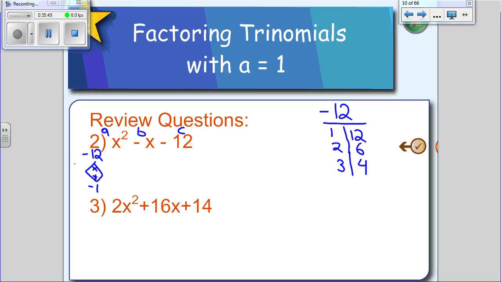Now I need to turn it into two binomials. So I draw out my brackets like that. The first thing in each bracket is whatever would multiply to give me my first term. It's going to be x and x. That's the only way I could create my x squared if I were to multiply these back together. My second term in each binomial is the sides of my diamond. Plus 3, minus 4.